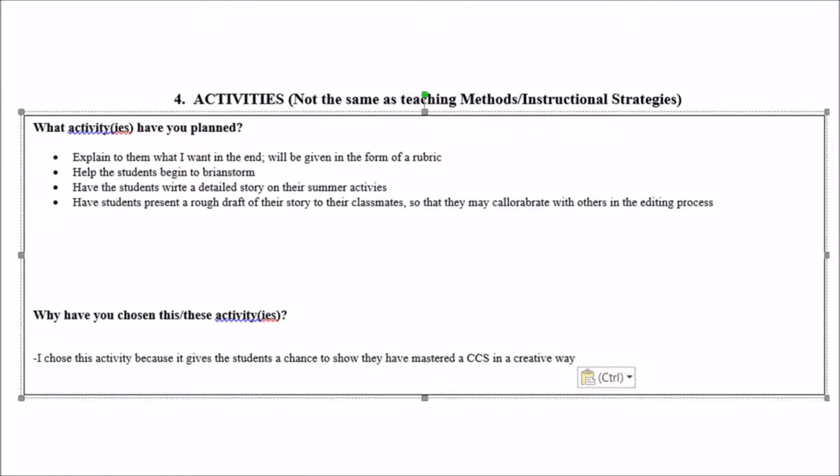That will be the big writing piece that they will publish. And I will also have the students using their rough draft of their story to collaborate with others in the classroom during the editing process.